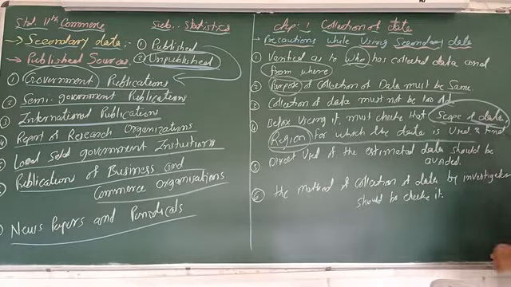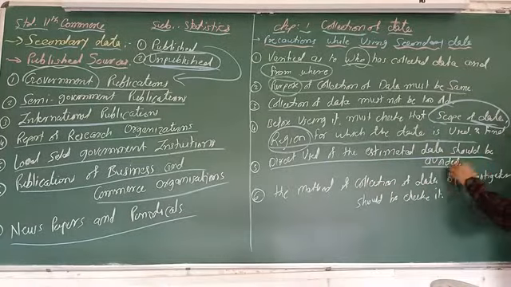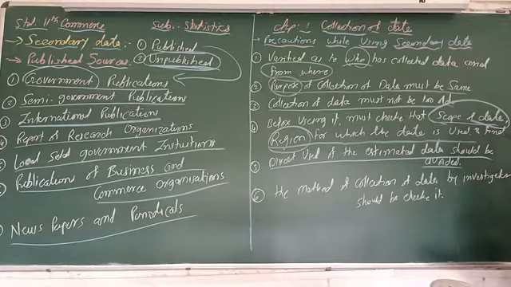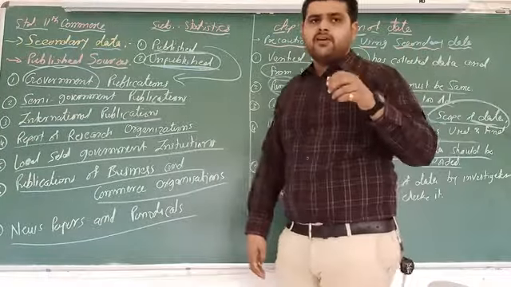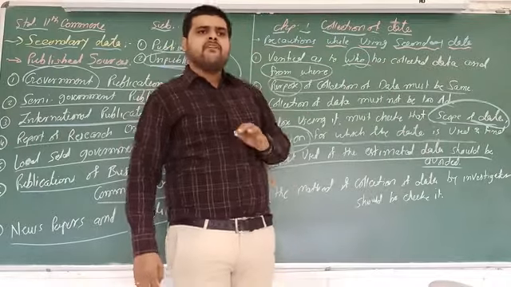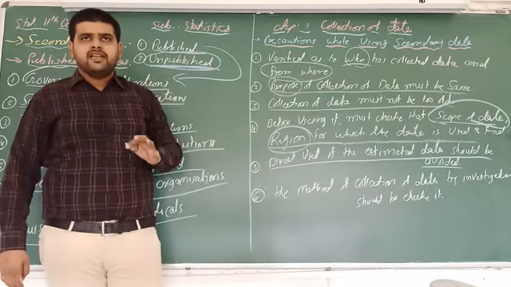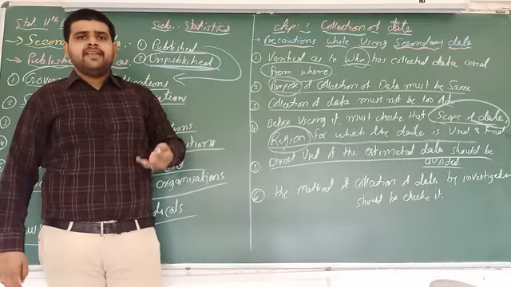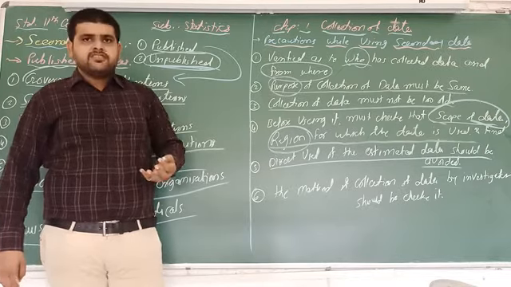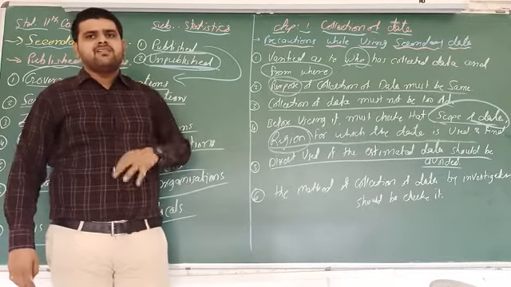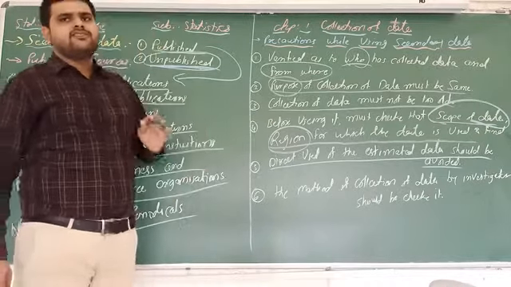Next, number 5, direct use of estimated data should be avoided. Whatever estimated data is directly available without any authorized source, we have to avoid using it in our research study, because there is no clarification and no reliable surety that the data is right or wrong. So we have to avoid that type of data.